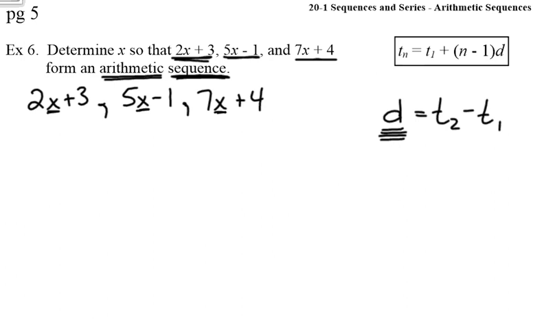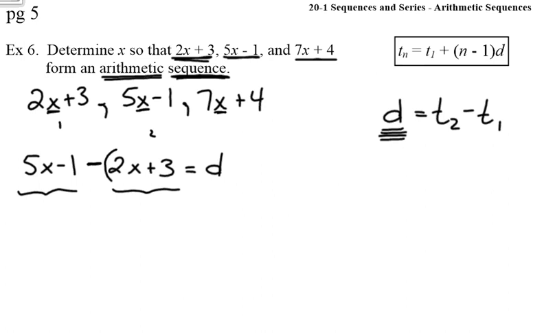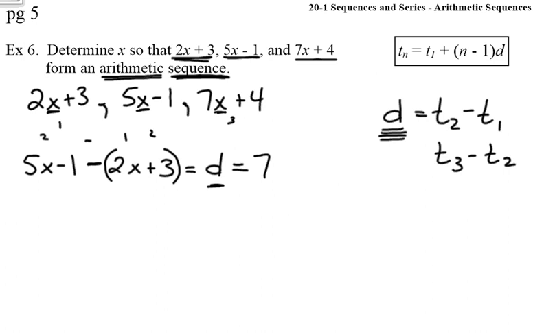So I know that if I take my second term, 5x minus 1, and I subtract the term before it, term 1, I'm going to get a d value. But I have to be careful, because I want to subtract all of term 1. Anytime I subtract a polynomial, I need to put it in brackets. So term 2 subtract term 1 is going to give me a d value. But why is this d value so important? Because there's another way to calculate the d value. The d value can also be calculated by taking the third term and subtracting the second term. So if I take term 3 and subtract term 2, it's going to give me that d value.